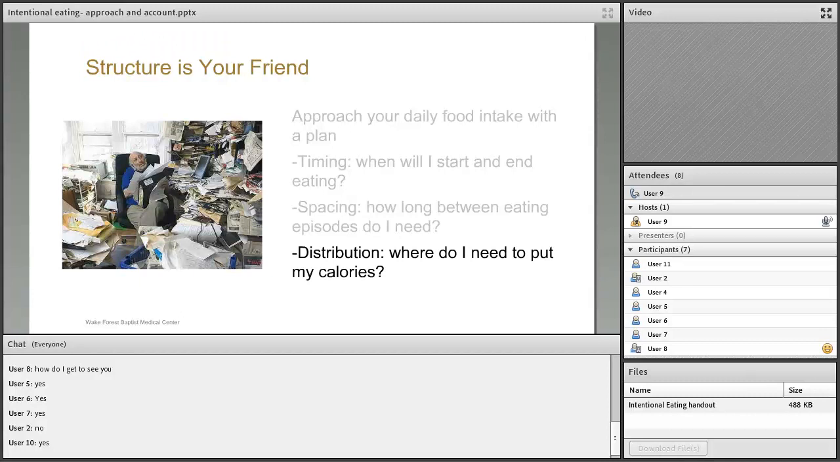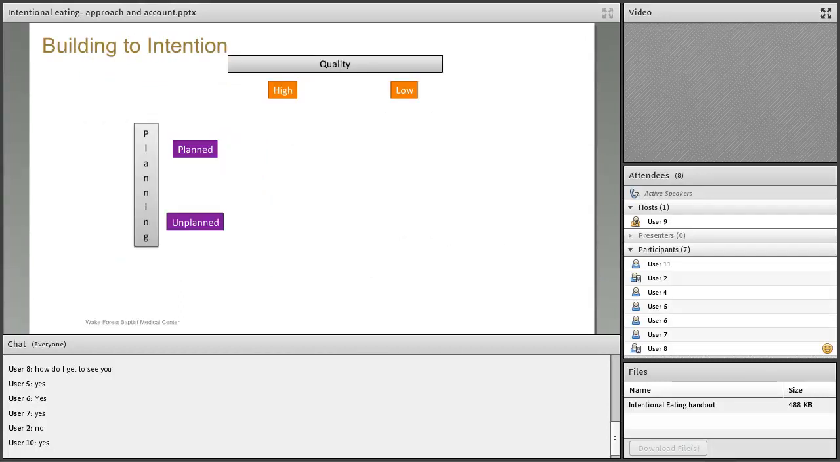And then where do I need to put my calories in those 3 hour intervals? Where do I want the bulk of my calories? Do I want my largest meal to be at the middle of the day, or do I want it to be at the end of the day? What are the benefits? What are the drawbacks of doing that? Do I want to start with my largest meal of the day and then taper off throughout the day? There are lots of different ways that you can distribute those calories, but you need to use some type of approach for structure to help you get there.